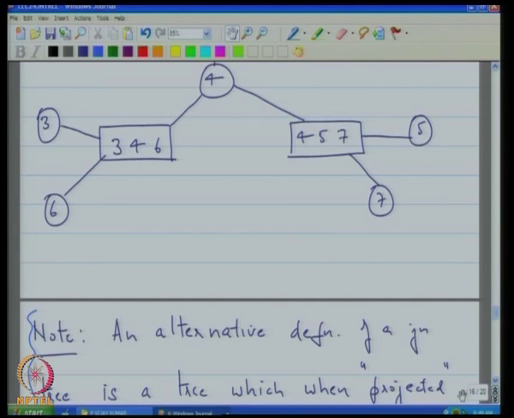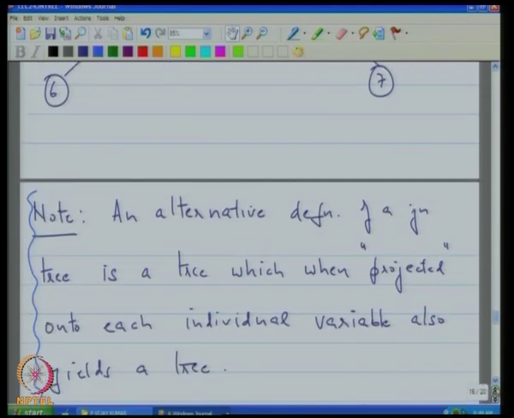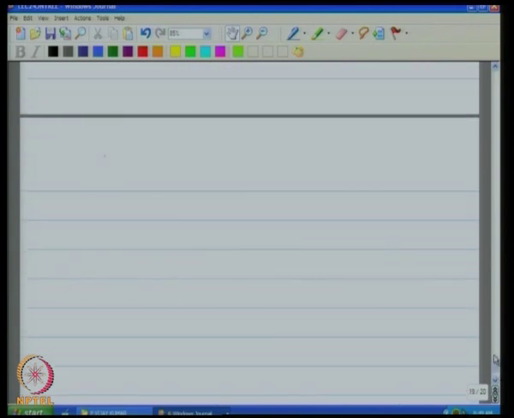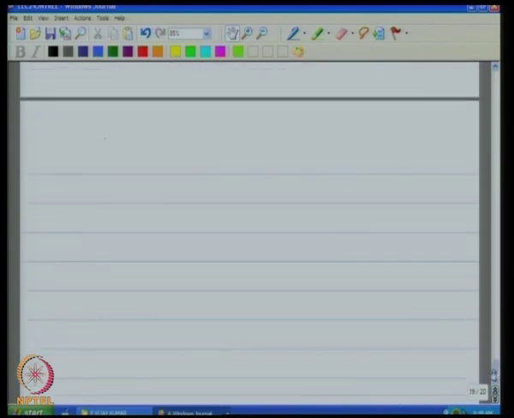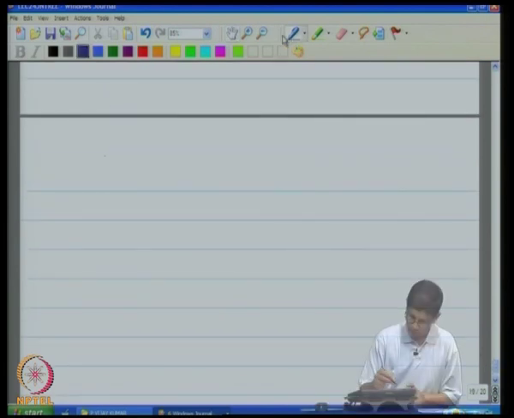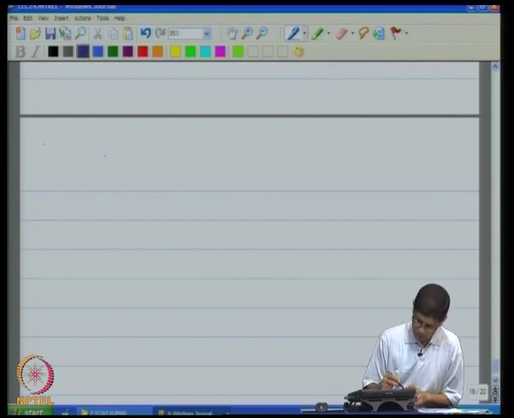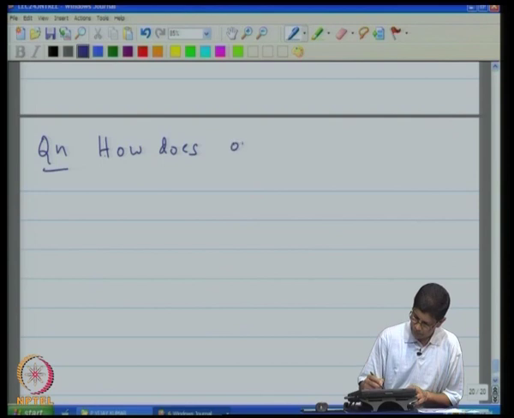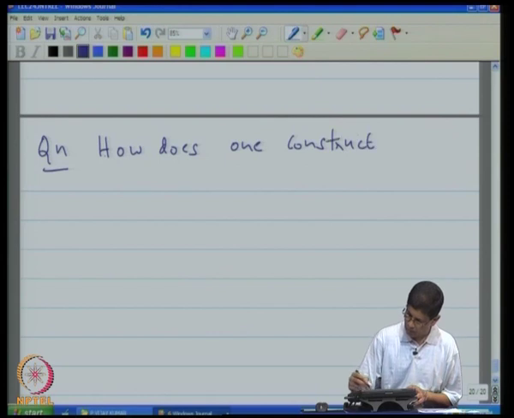So, now having done that, the next question that arises is: you define a junction tree, but how do I go about constructing a junction tree? So, this raises the question, how does one construct a junction tree?